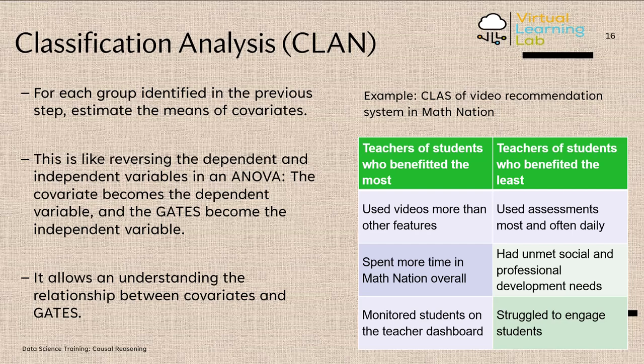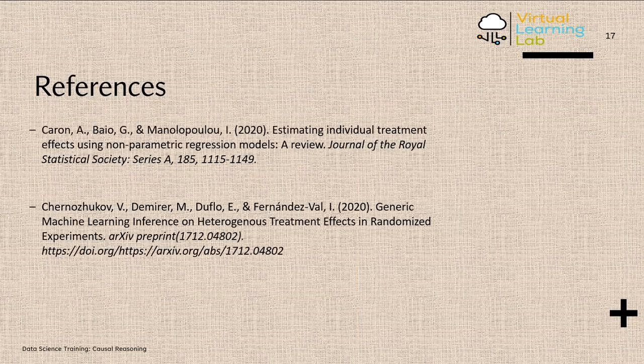So here are some references for further reading. This paper by Caron reviews meta-learners and does a small simulation study comparing them. And the Chernozhukov paper is a very technical paper, but presents the generic ML method. After the technical presentation and the proofs, it does have an example that's very interesting.